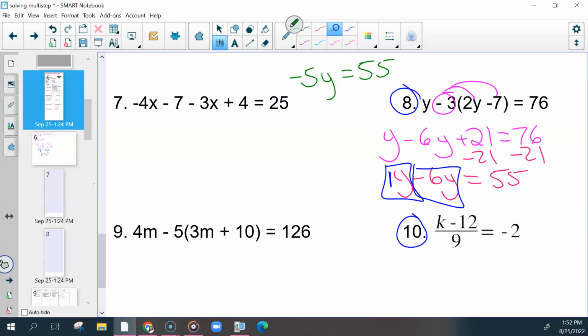And then divide. Make sure you bring your negative when you're dividing. If you don't, you change the whole answer. So our final answer would be negative 11.